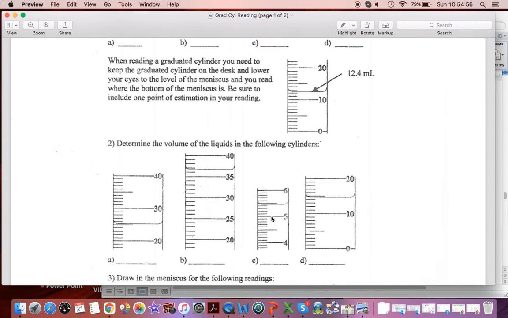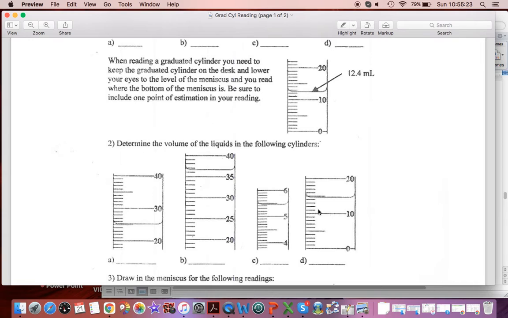When we look at this one, same idea. And we go, okay, here's 5, 6. Each division is 0.1 milliliters. So you go 1, 2, 3, 4. We can see it's between 5.4 and 5.5. So I might write down something like 5.45 milliliters for this one. I know for sure it's between 5.4 and 5.5. The question is, how far between?